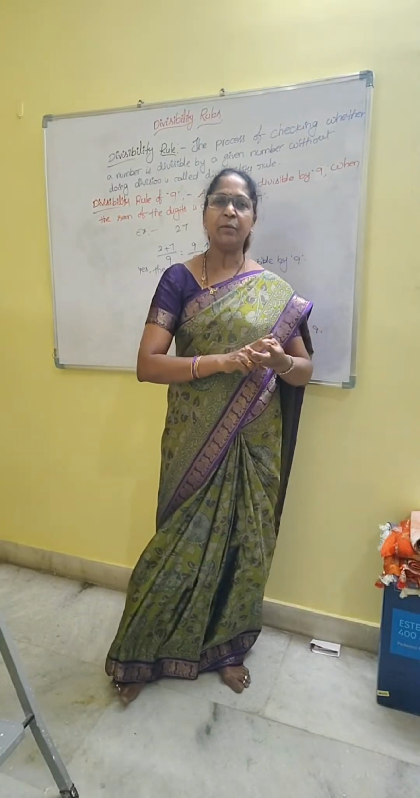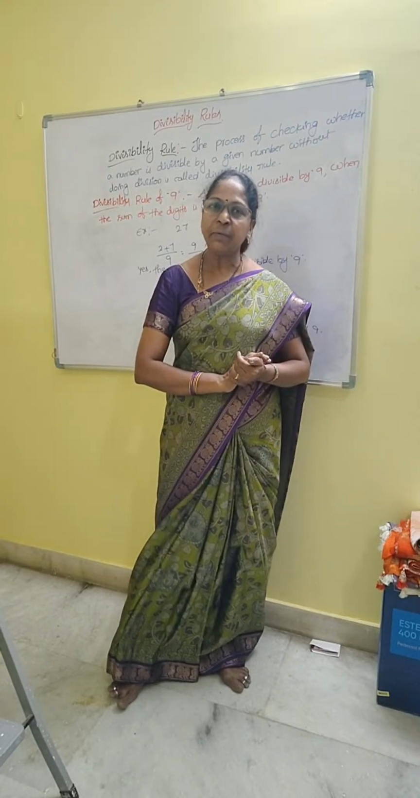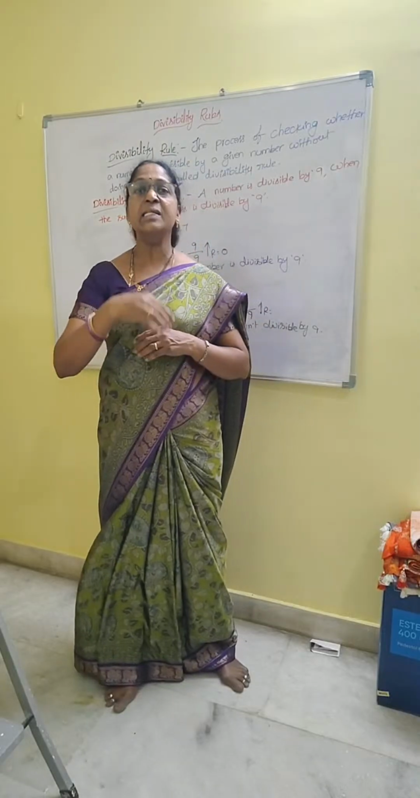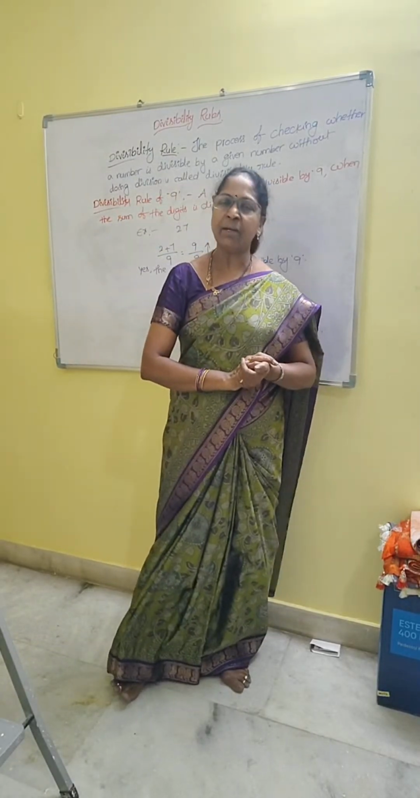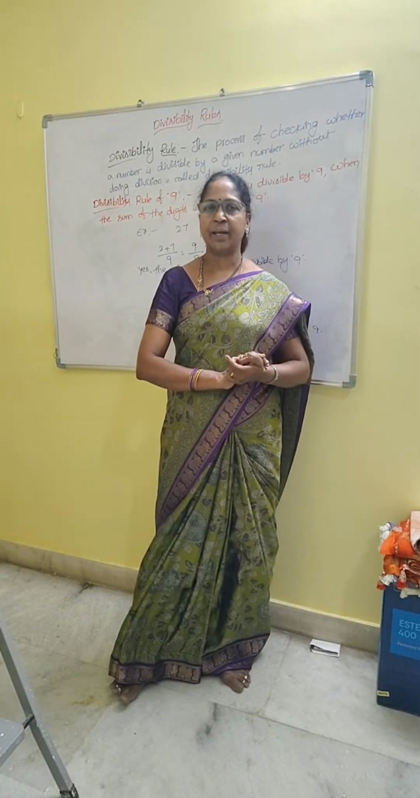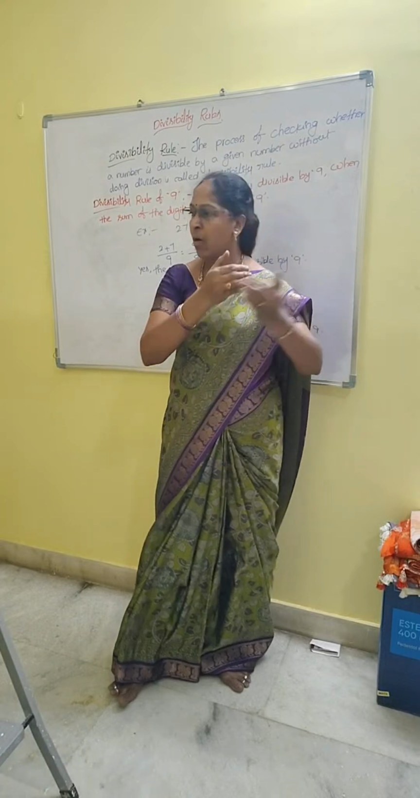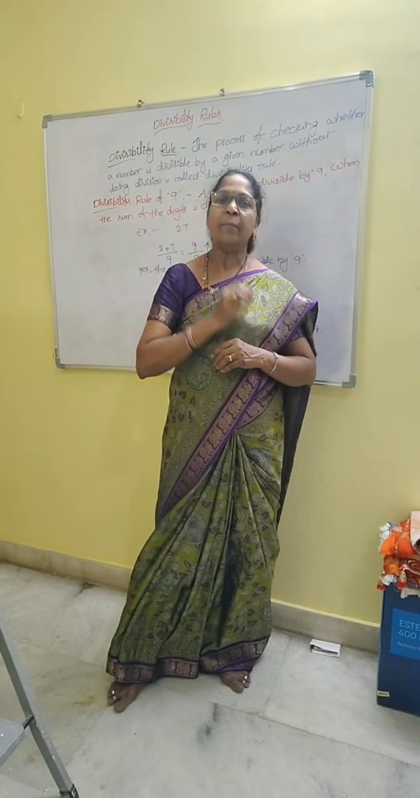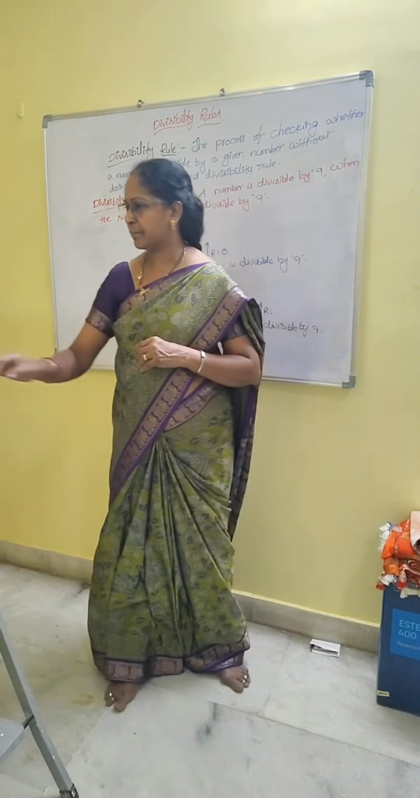Next, divisibility rule of 5 and 10. What is the divisibility rule of 5? A number is divisible by 5 if the unit digit place of the number is either 0 or 5, then only the given number is divisible by 5. And the divisibility rule of 10. These two are related. If the unit digit place of the number is 0, then only the given number is divisible by 10.